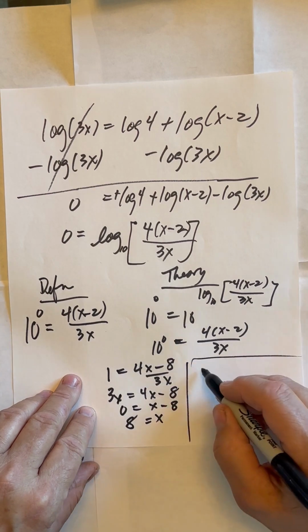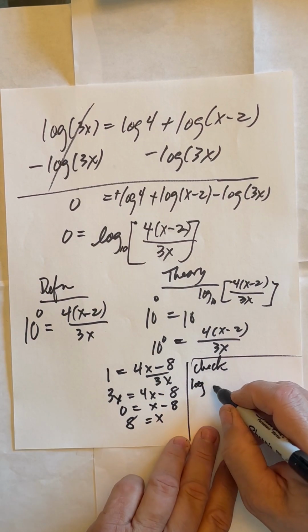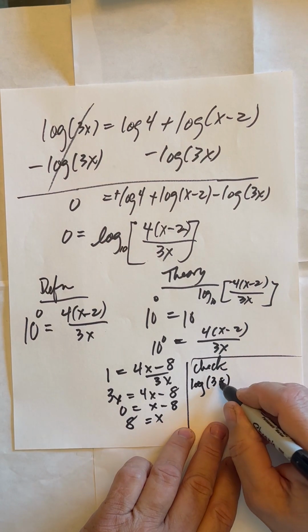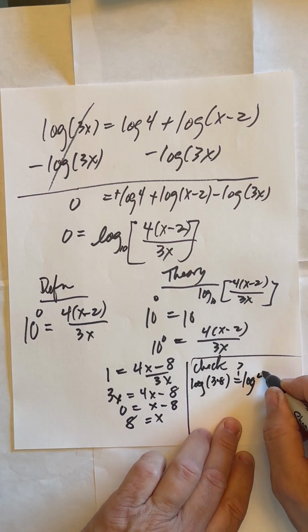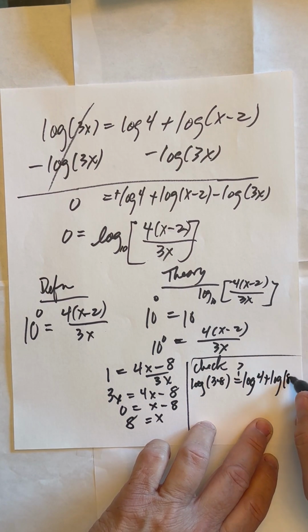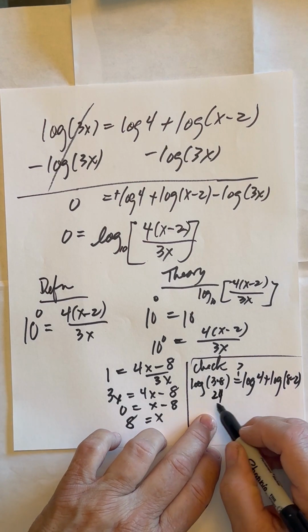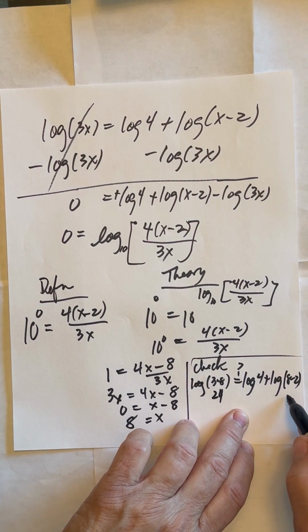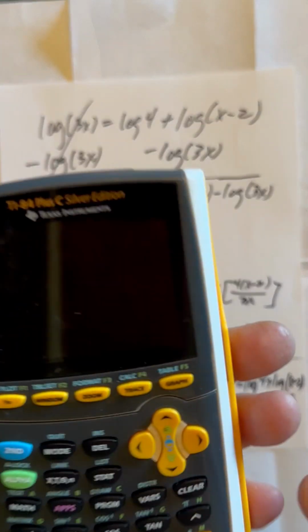You want to do your check, and your check should be log of 3 times 8. Does that equal log of 4 plus log of 8 minus 2? Right. So basically log of 24, does that equal log of 4 plus log of 6? All right. So let's go ahead and put that in the calculator and see if we get that right. You can see what I'm doing to check.